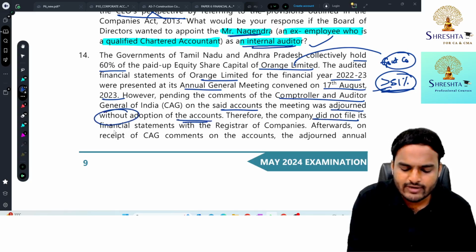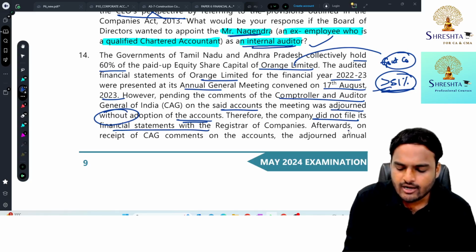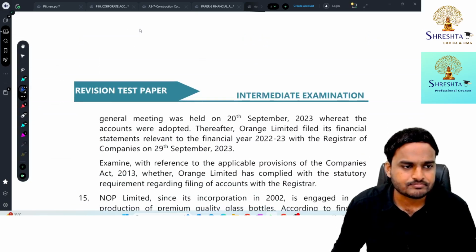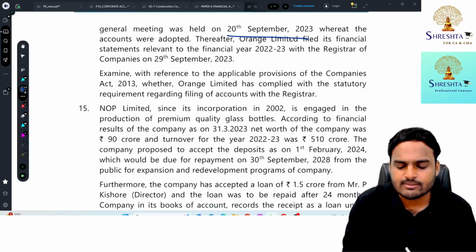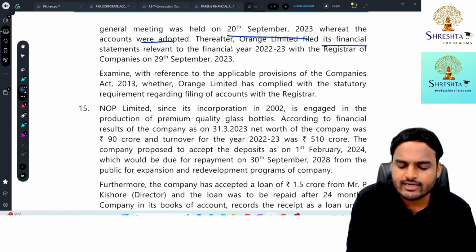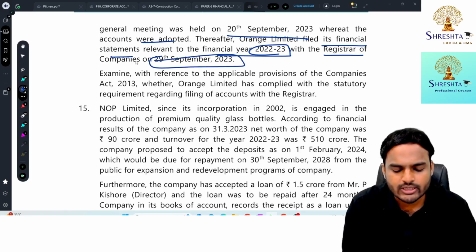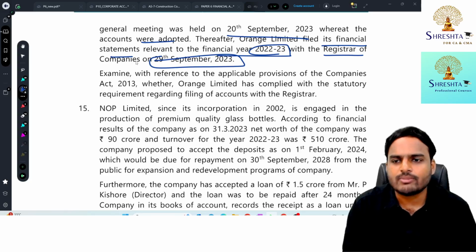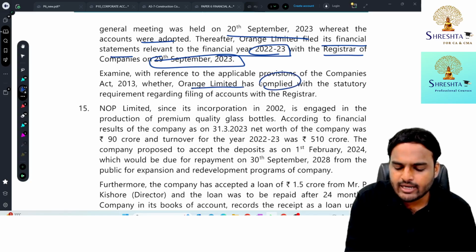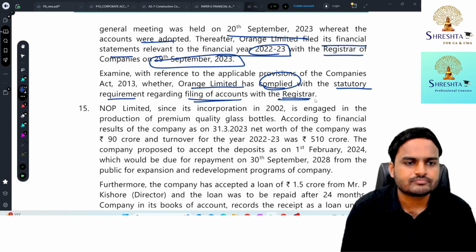Therefore, the company did not file its financial statements with ROC. Afterwards, on receipt of C&AG comments on the accounts, the adjourned AGM was held on 20th September 2023, whereat the accounts were adopted. Therefore, Orange Limited filed its financial statements relevant to financial year 2022-23 with the Registrar of Companies on 29th September 2023. Examine with reference to applicable provisions of the Companies Act 2013 whether Orange Limited has complied with the statutory requirements regarding filing of accounts with the registrar.